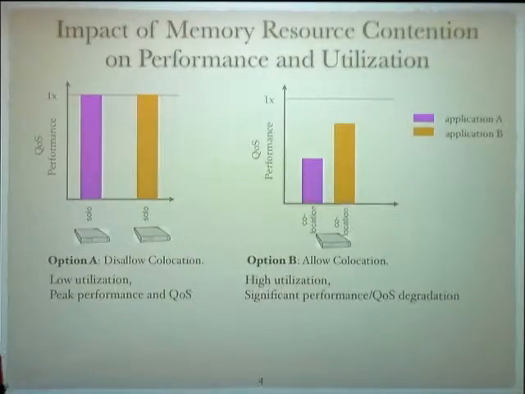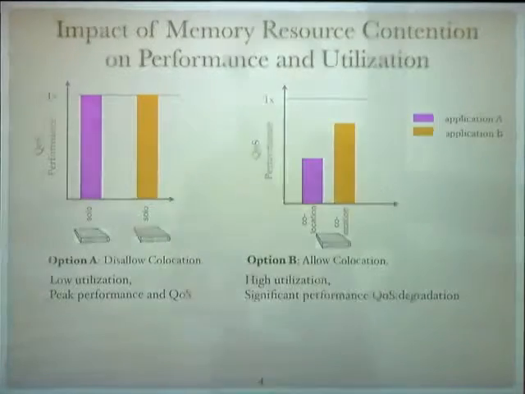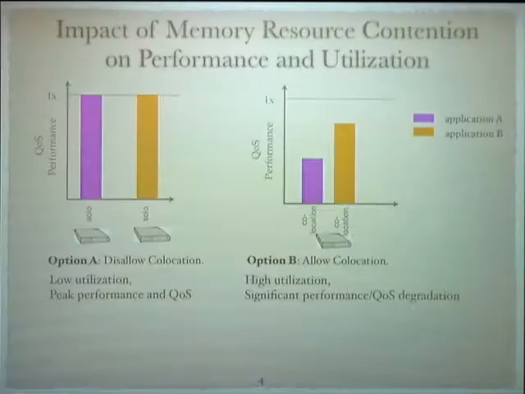All right, let me further illustrate the impact of memory resource contention on both performance and utilization. Here's a really simplified model: we have two applications, and we have two options for how we run them. First, we could say each application gets its own dedicated server, as shown here. So we have two machines running two applications. Each application may or may not occupy all the processing cores of its machine.